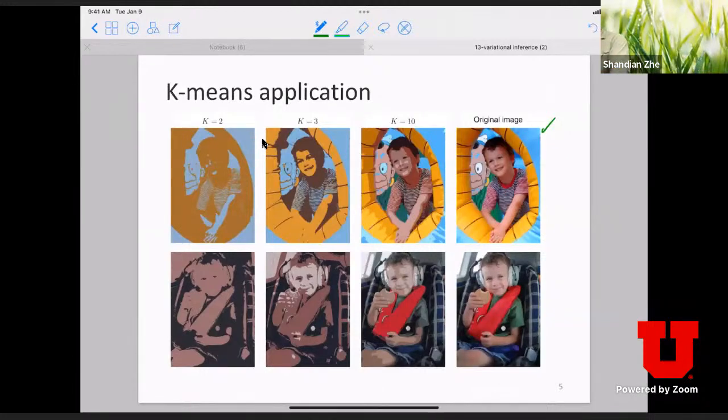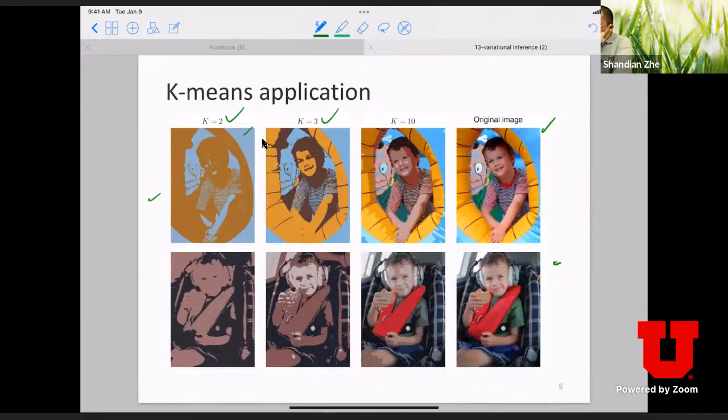For example, these are the original images. If you set k equals 2, that means I only cluster the pixels into 2 groups. You see that in the first image, cluster 1, the brown pixels, is obviously some foreground of the image, and the second cluster of pixels, the light blue ones, is the background.